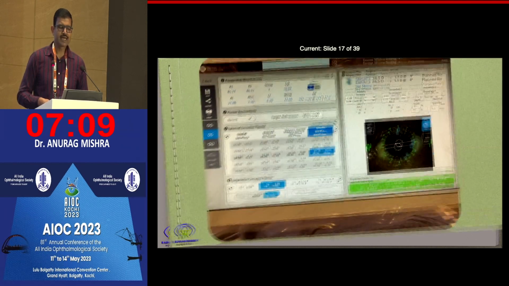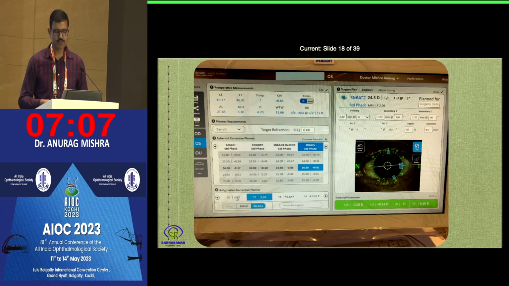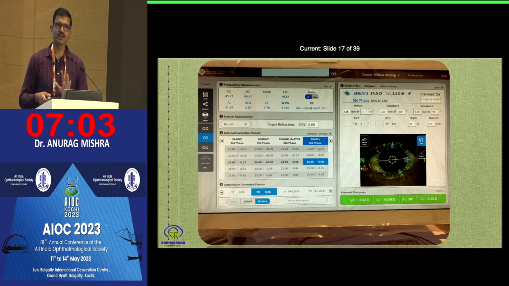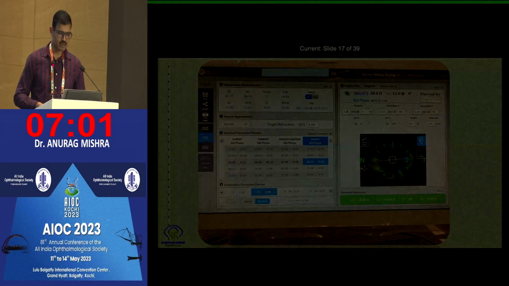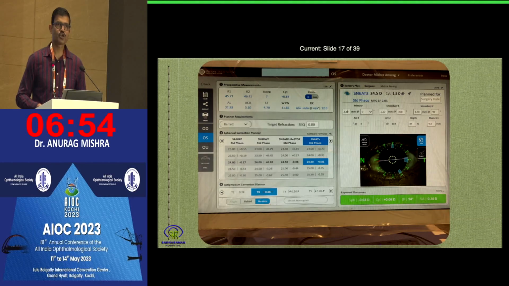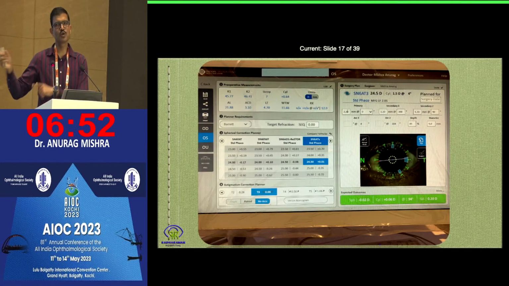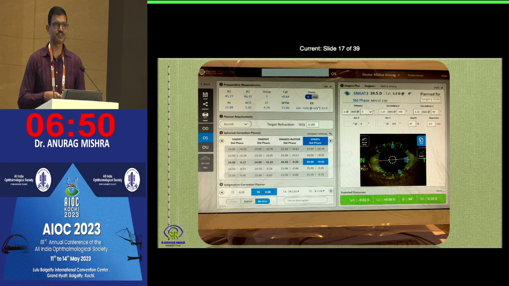Let's talk about the clinical application. This is one patient who had come to me ready for the surgery. The patient wanted surgery on that day. The machine told me that the patient needs a T3 with a residual astigmatism of 0.06 and a spherical equivalence of 0.01.